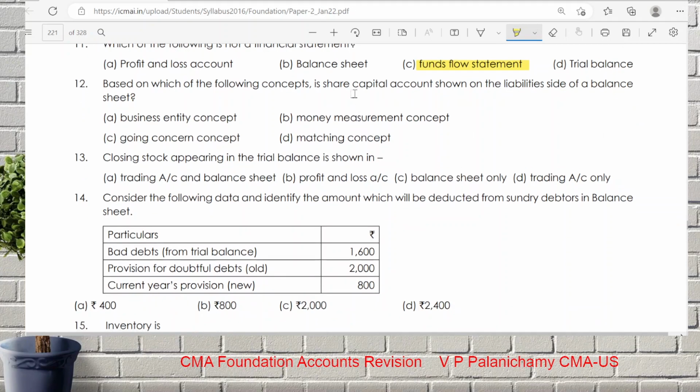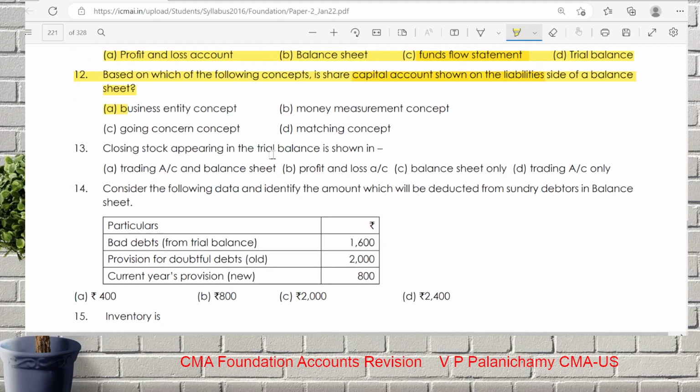Based on which of the following concepts is share capital account shown on the liability side? Owner's money is shown on the liability side. Basic concept for this: owner is different from business. Owner is different from business. Business entity concept.